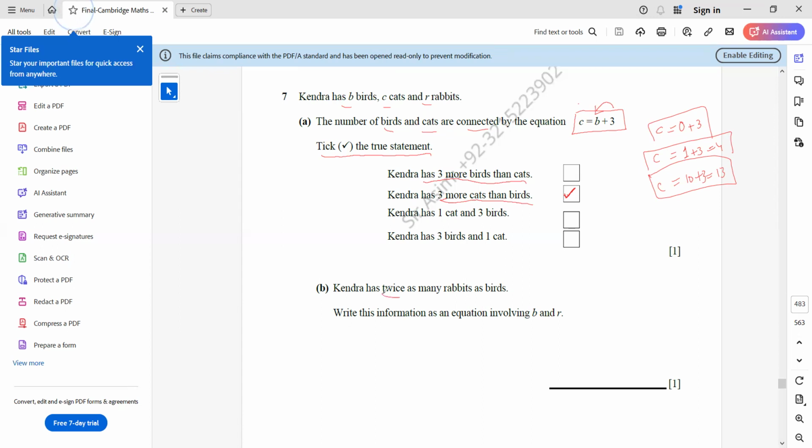Kendra has twice as many rabbits as birds. Twice means times 2. Rabbits are represented by R, as given in the question. That means R is twice the number of birds. And for birds, the question gives us a variable B, so 2 times B. Write this information as an equation involving B and R. So R equals 2B. That is it.